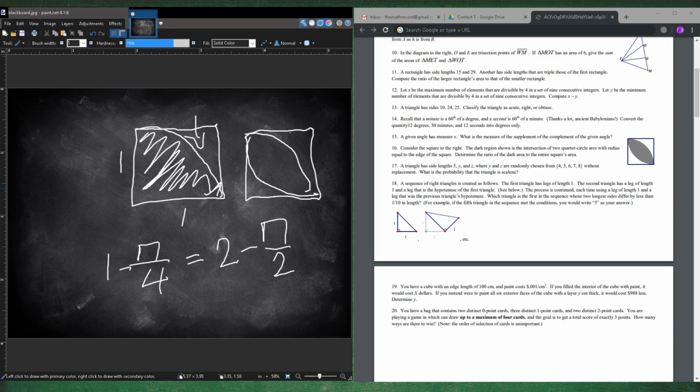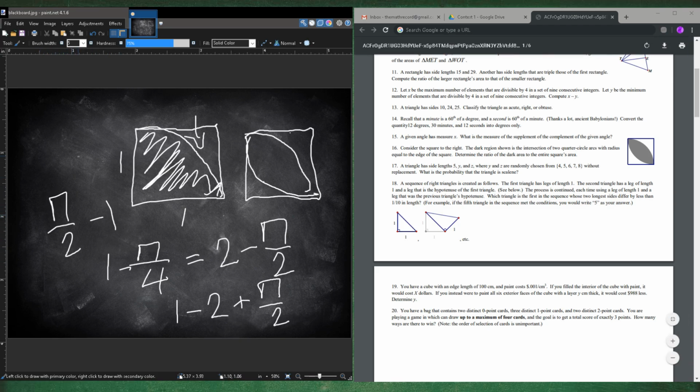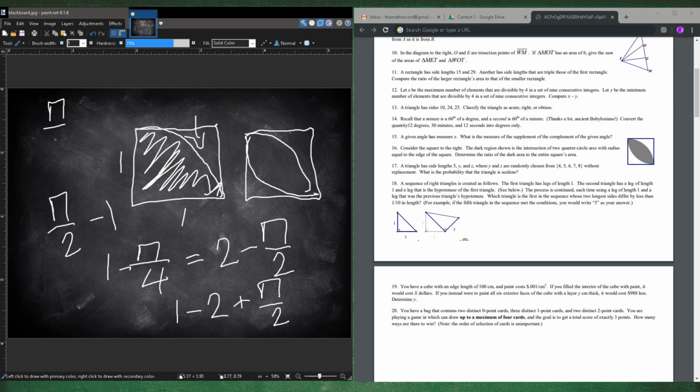Since the whole square's area is 1, you have 1 minus (2 minus pi over 2), so you get minus 2 plus pi over 2, and you get pi over 2 minus 1, which is the area of the dark region. So if the area of the dark region is pi over 2 minus 1 and the area of the square is 1, then this is the area, which is just pi over 2 minus 1. It's really that simple.